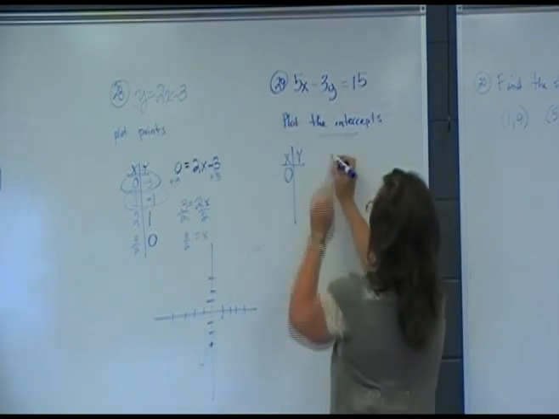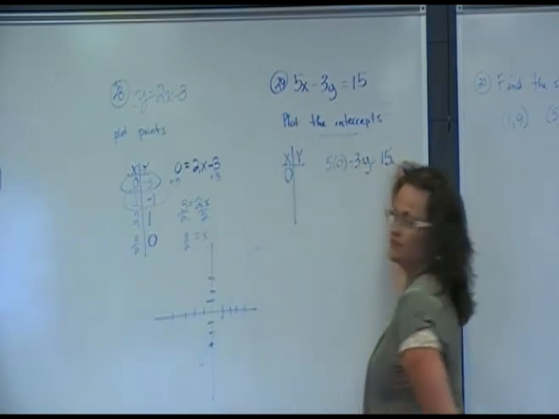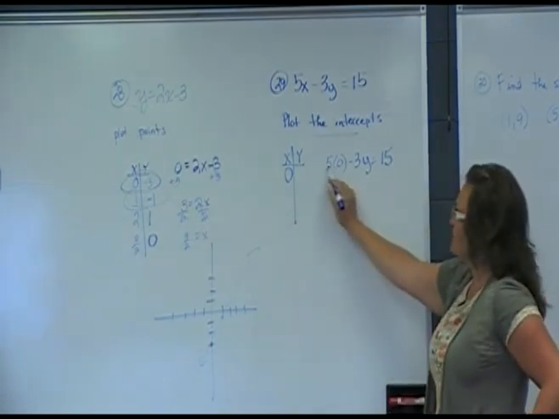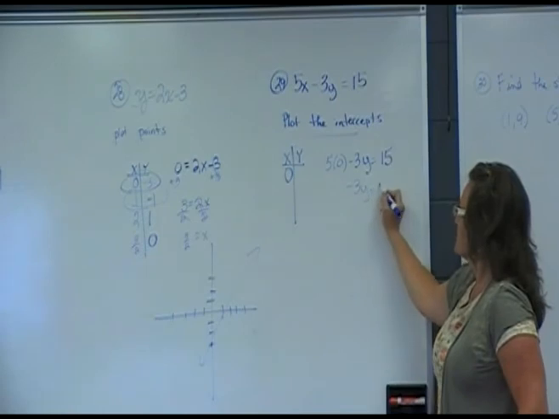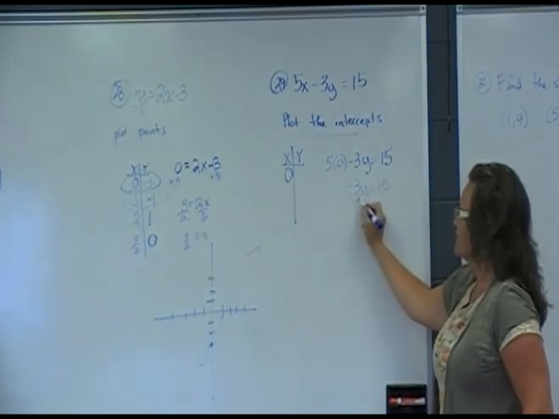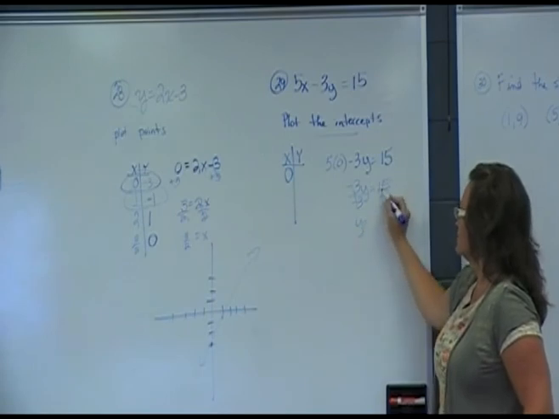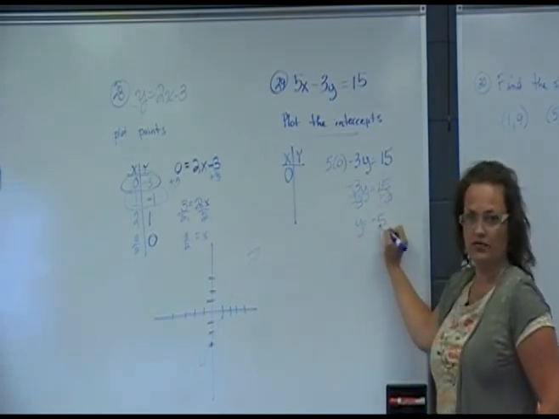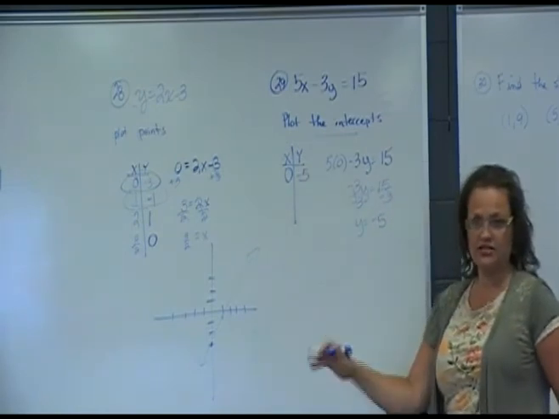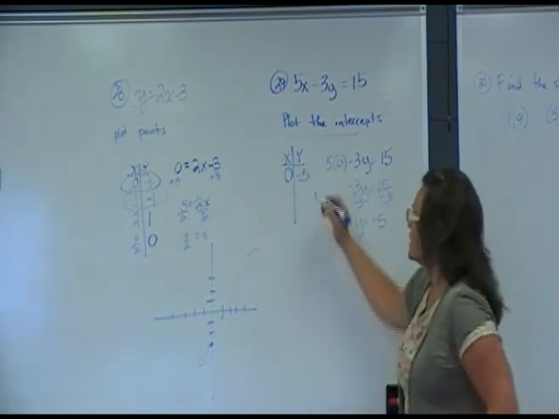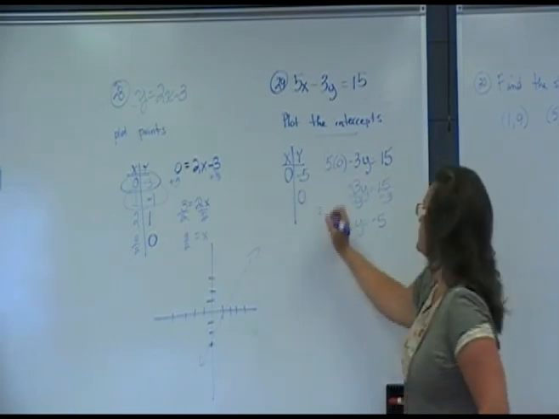So 0 for x, that's 5 times 0 minus 3y equals 15. And then solve that. 5 times 0 is 0, or you can just mark that out. Divide out the negative 3 on each side, and y is 15 divided by negative 3, or negative 5. So that should be your y-intercept. When x is 0, you find the y-intercept. Now with the other intercept, when y is 0, I find the x-intercept.